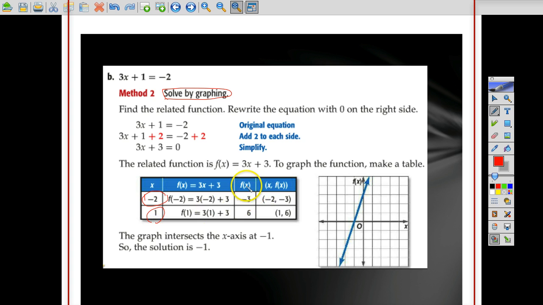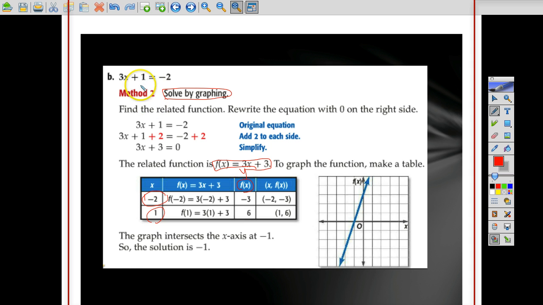So let's find out what. Remember, f of x is the same thing as y. So what is y when x is -2? You put -2 here, -2 here, and you have 3 times -2, plus 3. Hold on. So this is actually here's the equation.